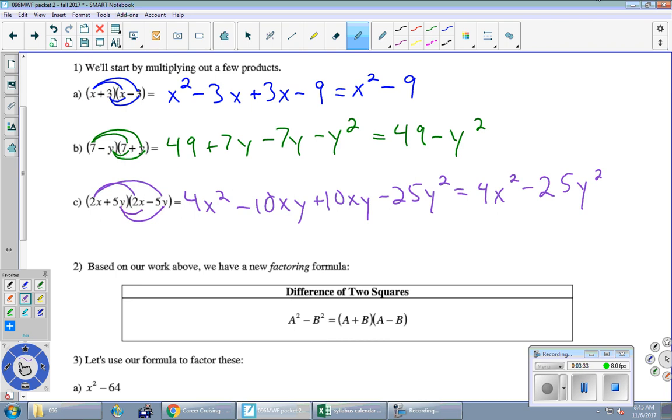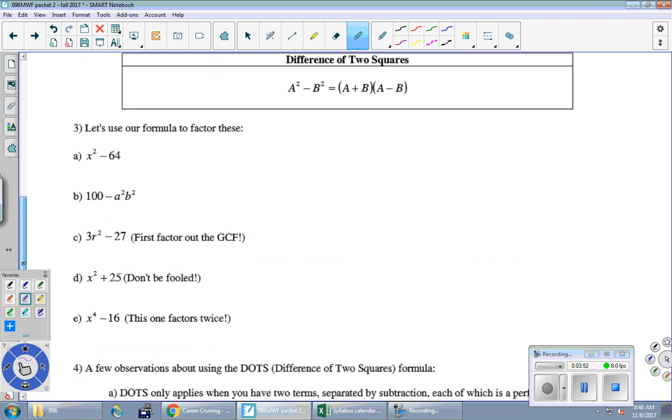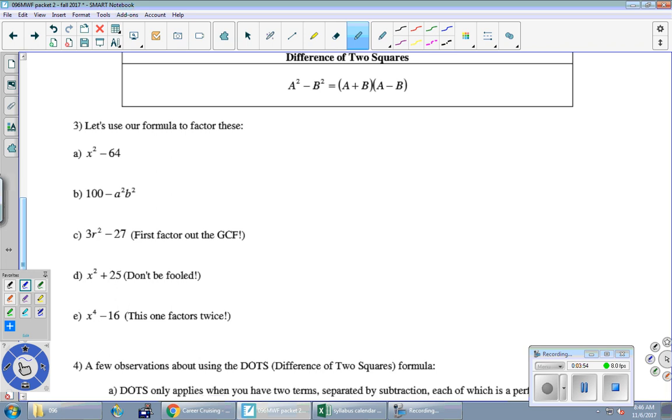So here's our pattern. If you see a squared minus b squared, like x squared minus 9 or 49 minus y squared, one perfect square minus another perfect square. If you see that pattern, you can factor it into an a plus b times an a minus b. So let's go that direction with these examples right here.